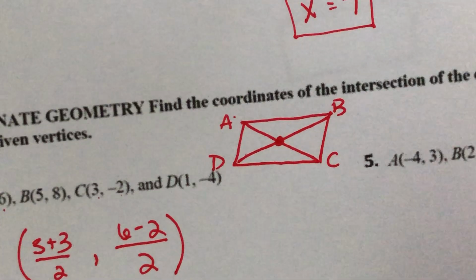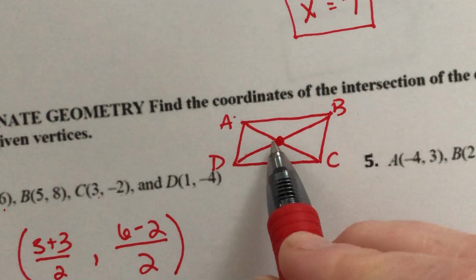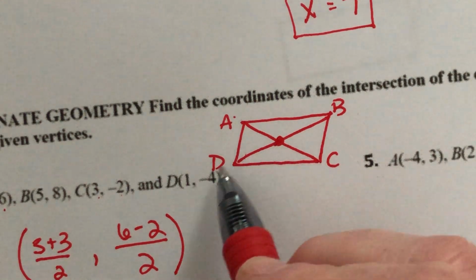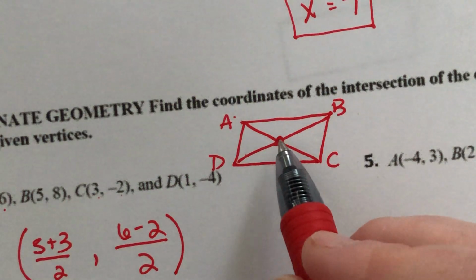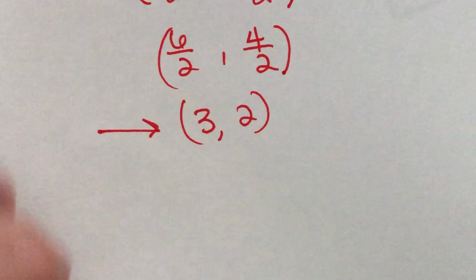Now, I know that's just for AC. That's the midpoint of AC. If I wanted to check, all I have to do is real quick find the midpoint of BD, and it should be in the exact same spot. If it's not in the exact same spot, then I did something wrong, but I'm going to check it real quick.